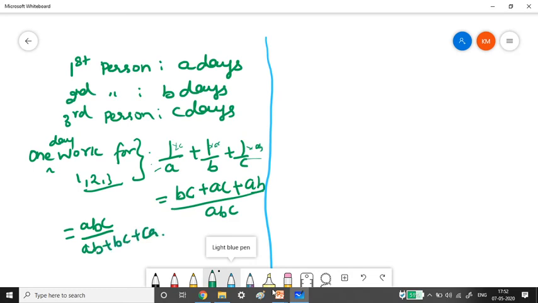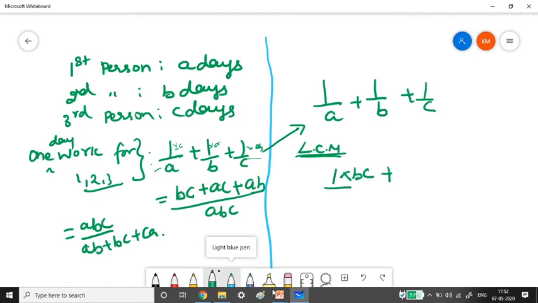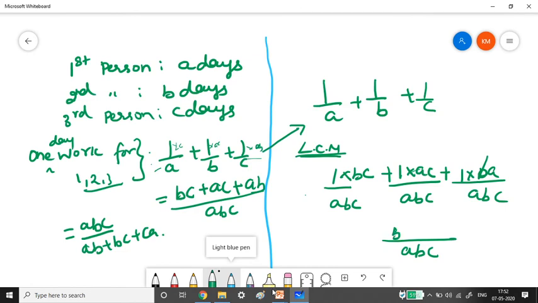Okay, so I'll write this clearly for you. 1/A + 1/B + 1/C is here. Now take the LCM. So 1 into BC, here it becomes ABC; plus 1 into AC, here it becomes ABC; and 1 into AB, or BA, so here it becomes ABC. All the denominators are common, so you can just make it ABC, and BC + AC + AB in the numerator. So this is what I have written here.